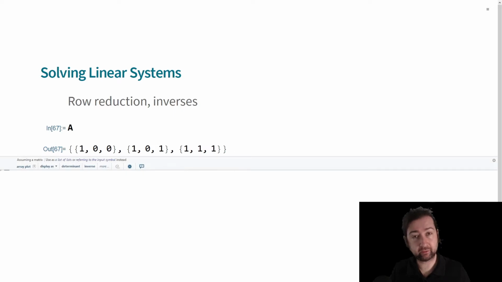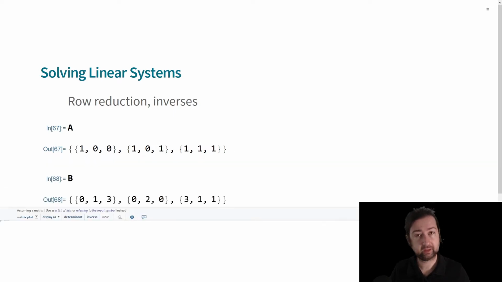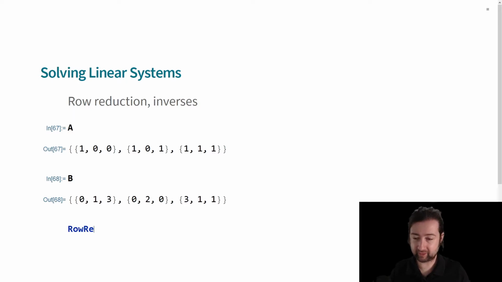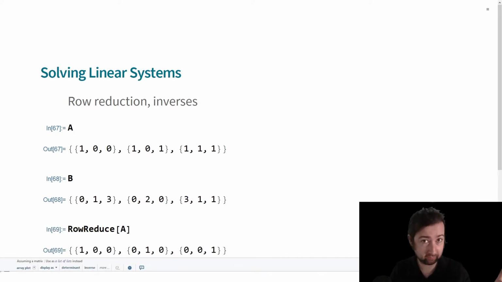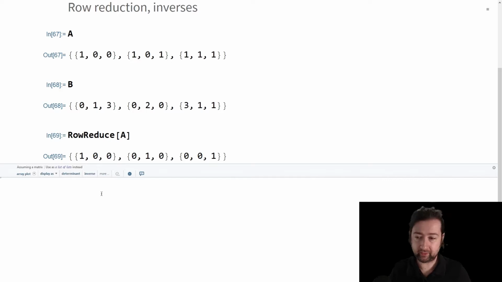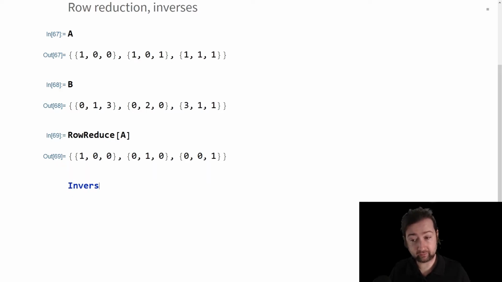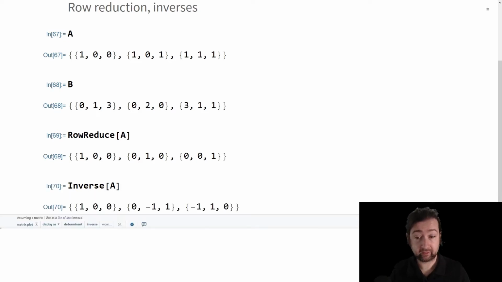Here was our matrix A from before, and here's our matrix B. So some things that came up when you learned how to solve linear systems were being able to row reduce a matrix. Well, it's pretty obvious that Mathematica is going to have a row reduction command if you put your brackets in correctly. Okay, so A row reduces to the identity. If A has an inverse, and we know that it does because it row reduced to the identity, then we can just compute the inverse directly very quickly, which is a nice thing to be able to do.